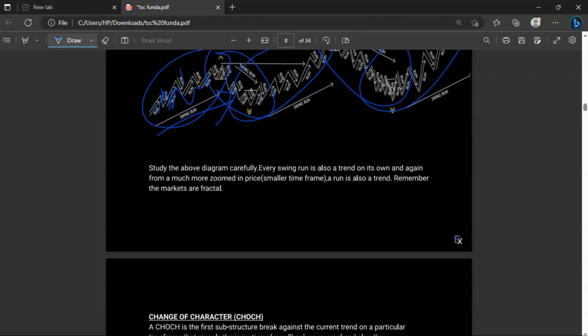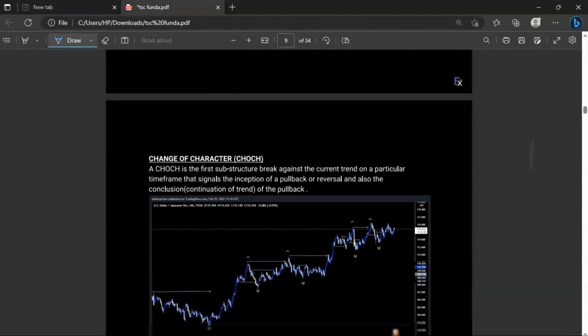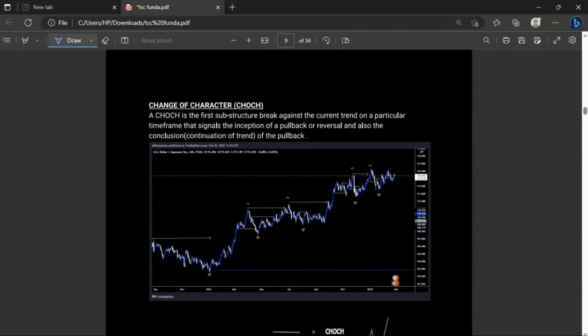Study the diagram above carefully. Every swing run is also a trend on its own, and again, from much more zoomed in price, which is the smaller time frame, a run is also a trend. Remember, the markets are fractal. Simple as that. So let's quickly move to the concept of change of character.